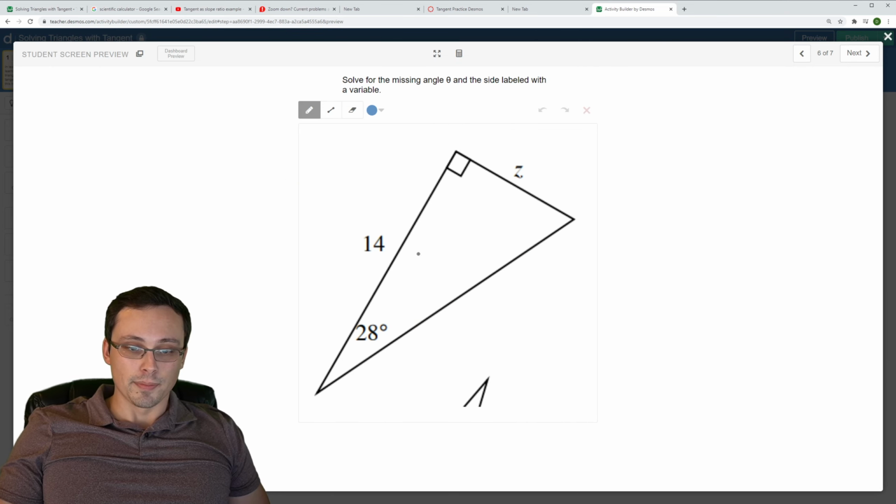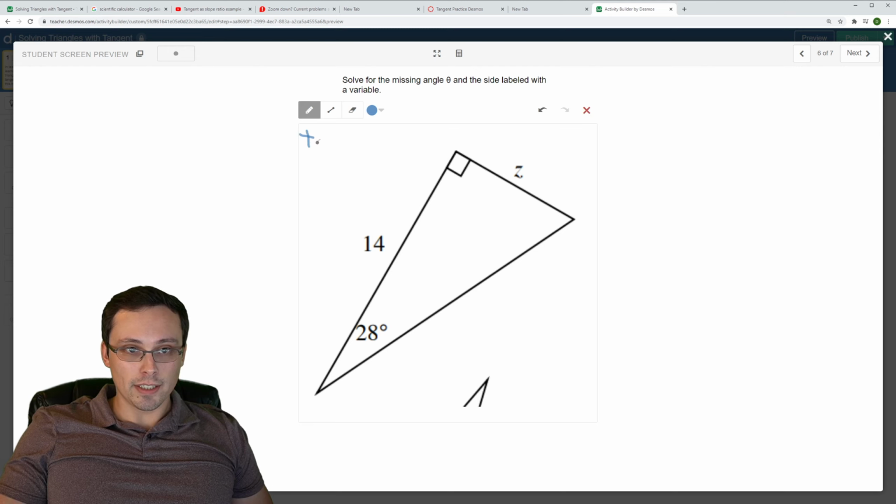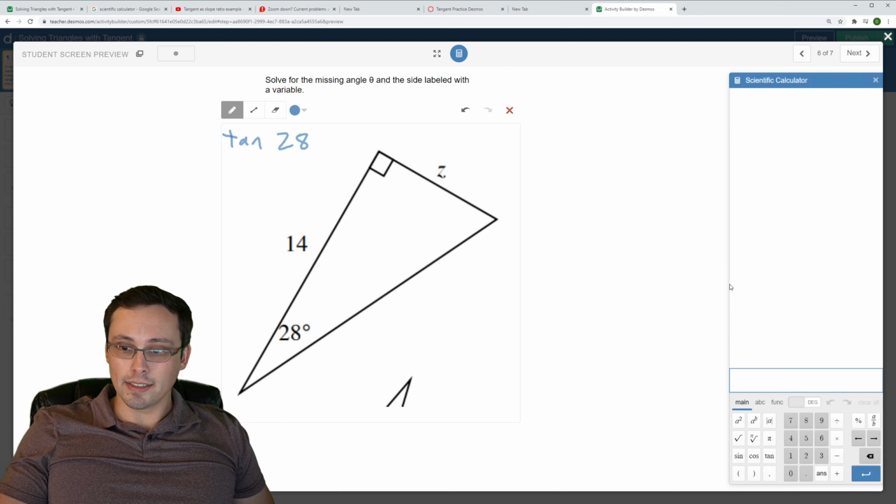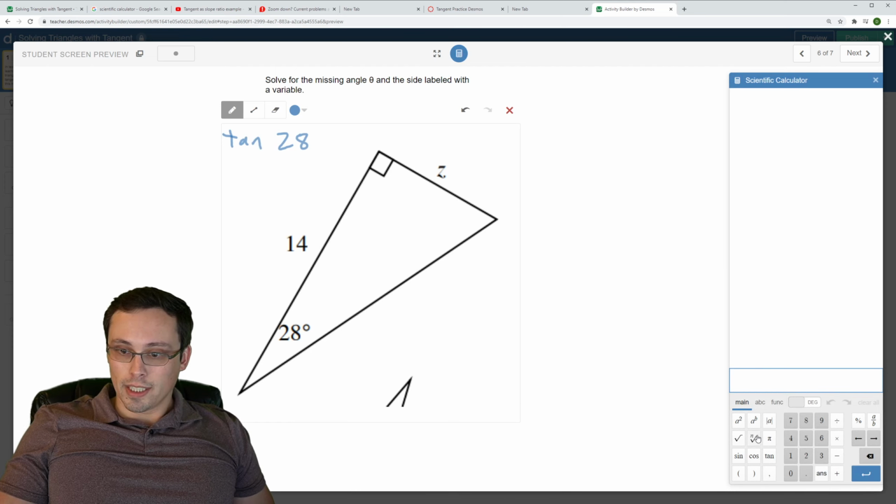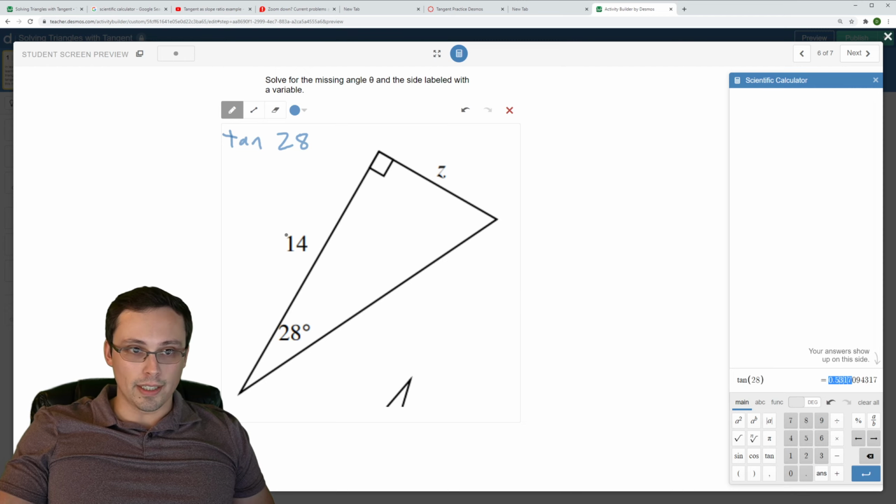Last one here. So we've got, again, we don't need to find the missing angle. So we're just going to do tangent. We're going to put in the angle that we know. In this case, that's 28. We're going to go tan 28 to get that value. It's about 0.53, right? So we have about 0.53 over 1 is equal to, and now we need to think about it the way our calculator was thinking about it.